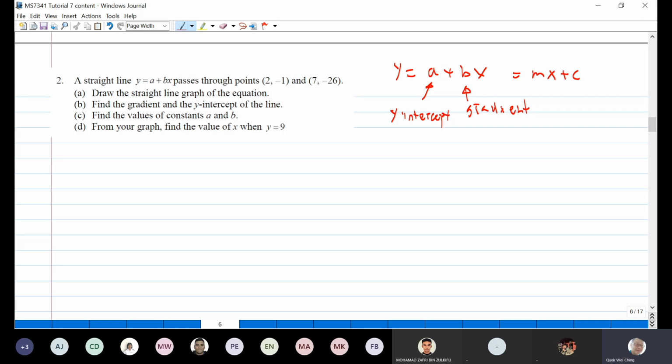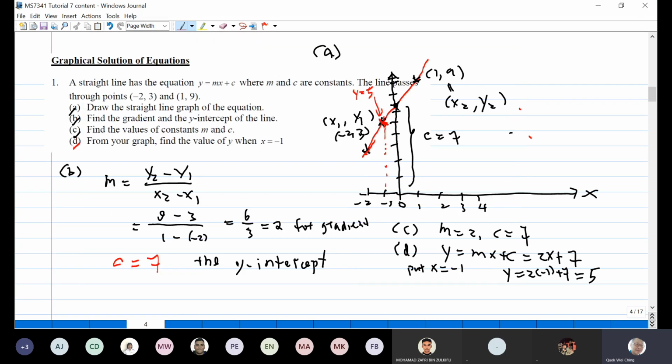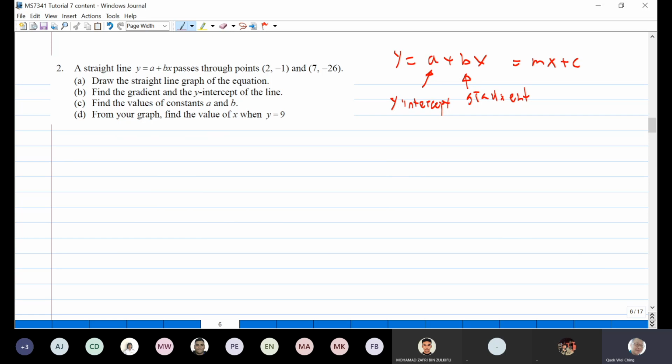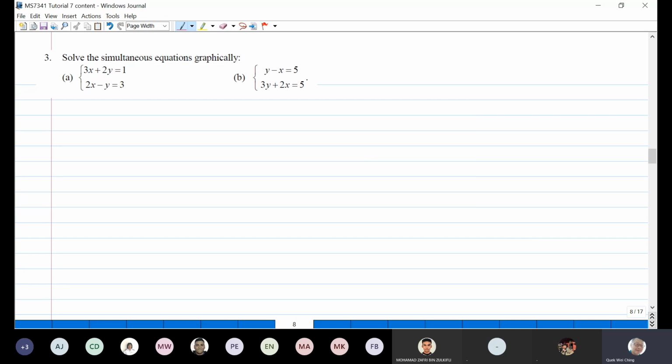Okay, any issue with question 1? I have shown you question 1 there. If not, I move on to question 3. For question 3, I'll do part A for you, then you try and do part B.